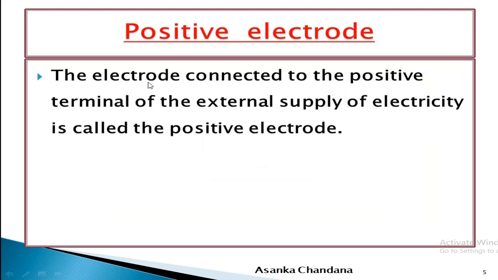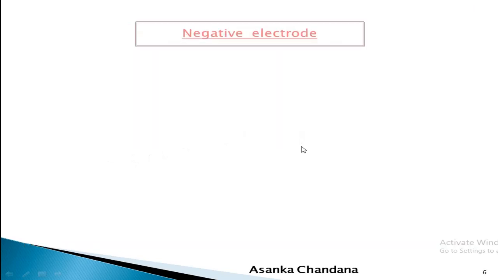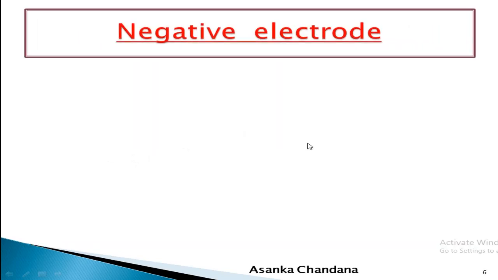The electrode connected to the positive terminal of the external supply of electricity is called the positive electrode. Right now we have learned about what is the positive electrode. Positive electrode means the electrode connected to the positive terminal of the external supply of electricity, right? Then we will go to learn about what is the negative electrode.